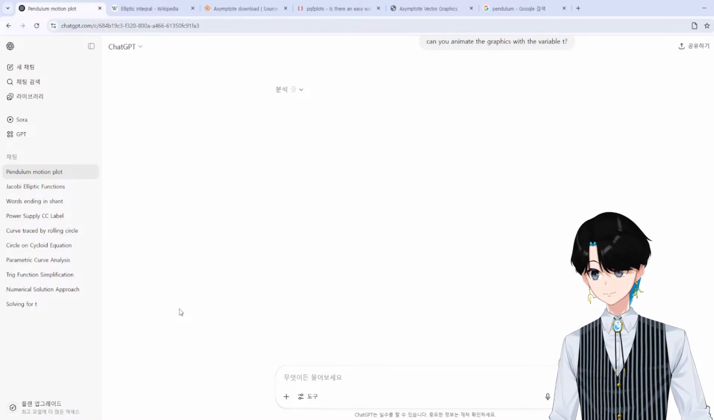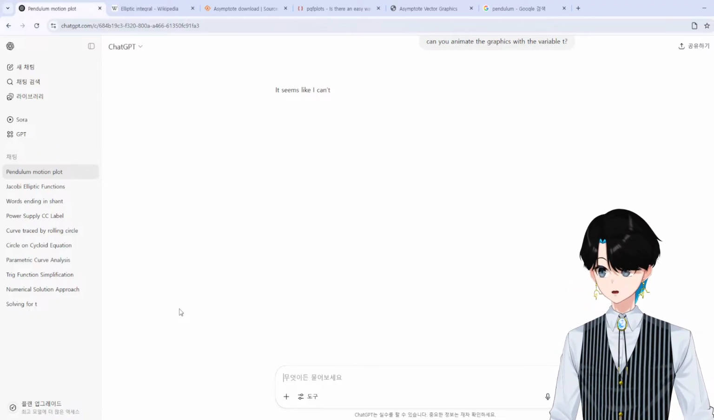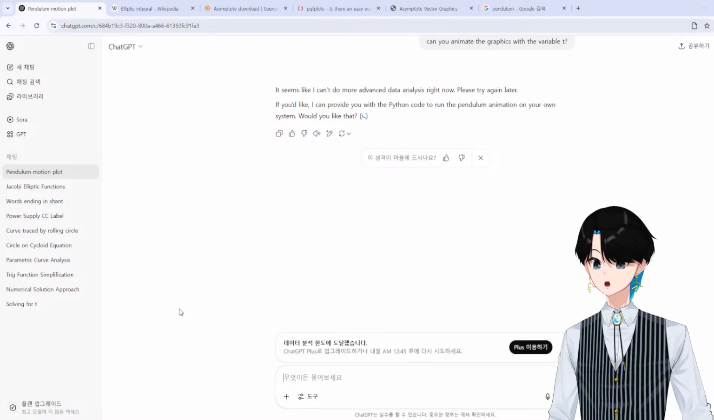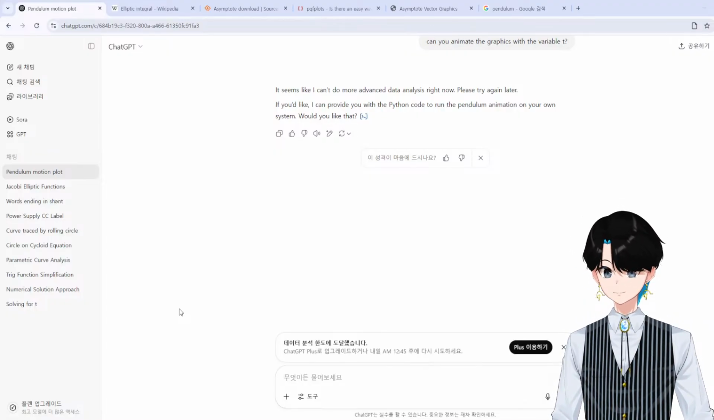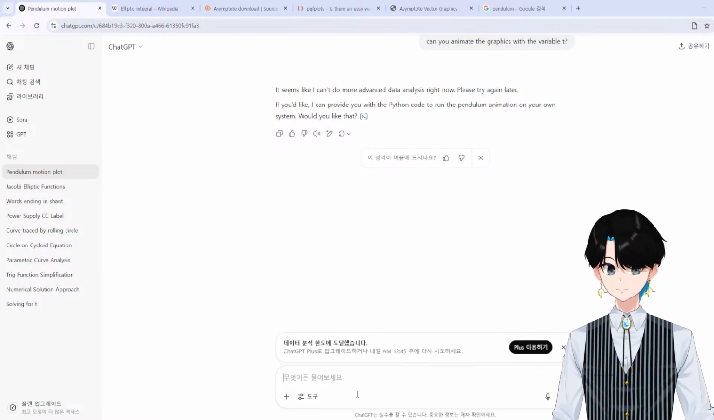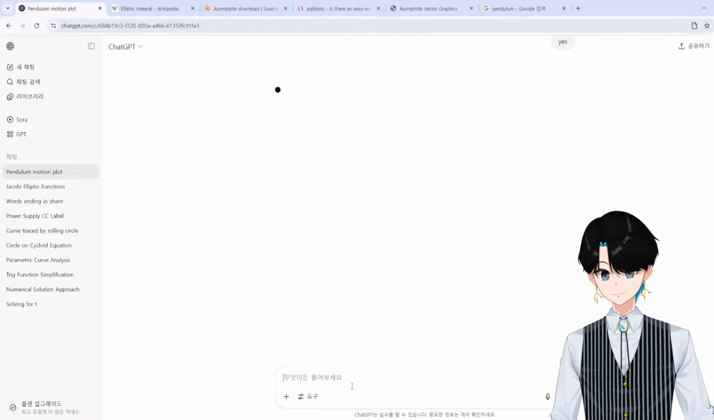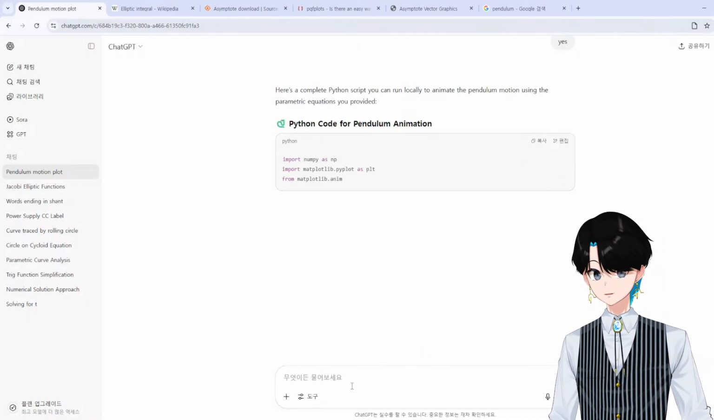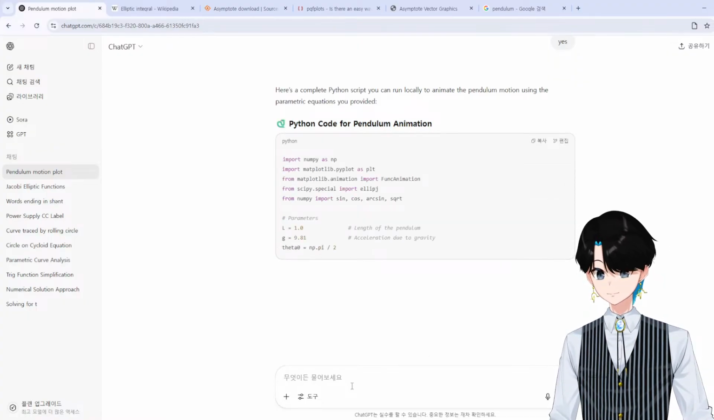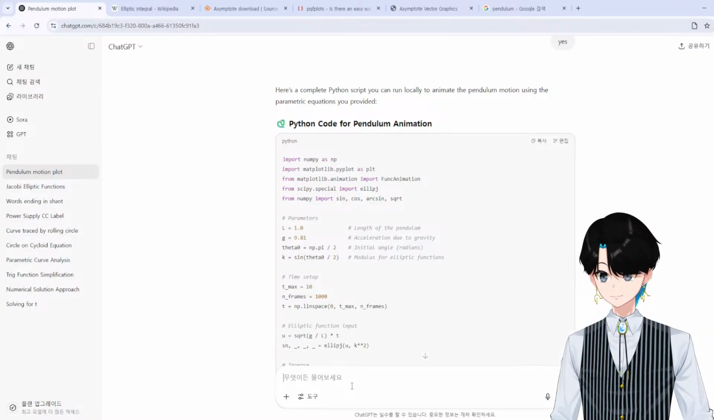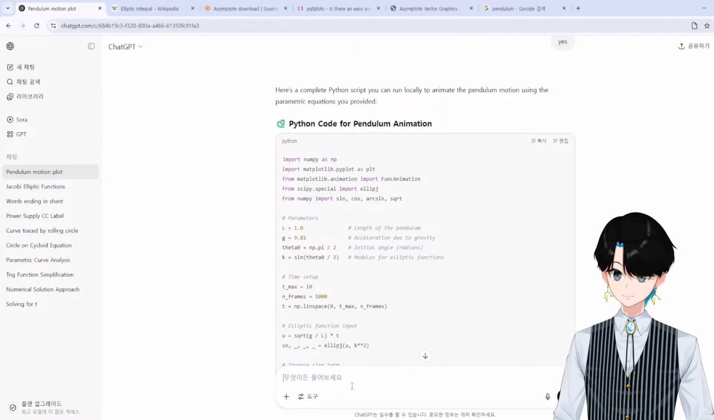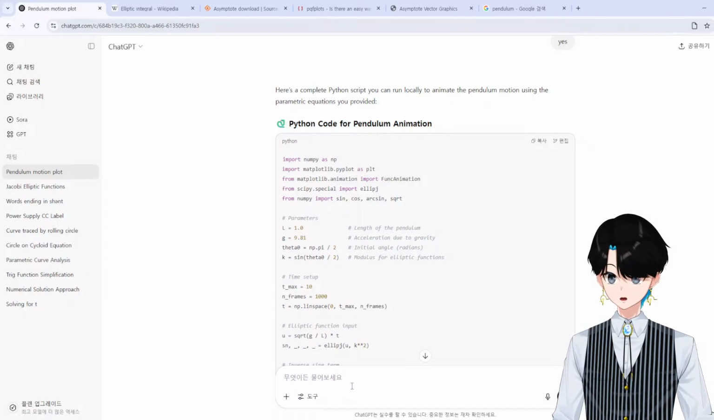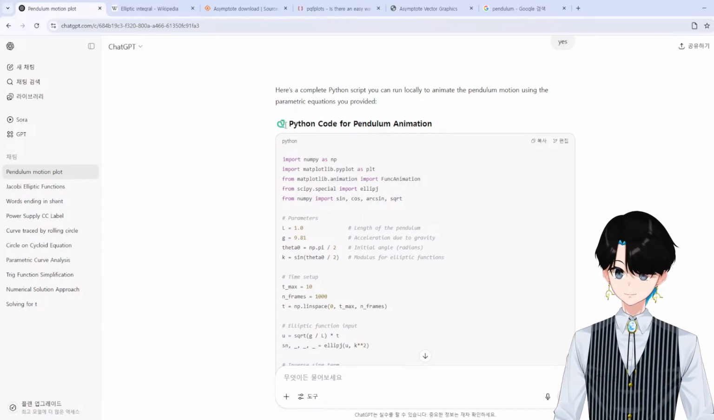If the result is something like I have reached my data analysis limit, I can provide you with the Python code to run the pendulum animation on your own system. Would you like that? Okay, here's a complete Python script you can run locally to animate the pendulum motion using the parametric equations you provided. Python code for pendulum animation. I like the snake icon on the left.